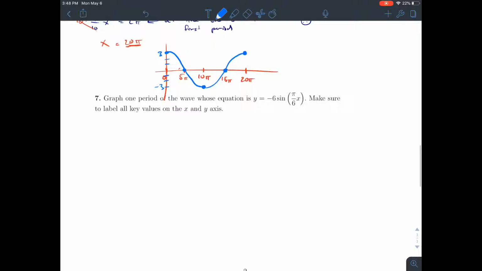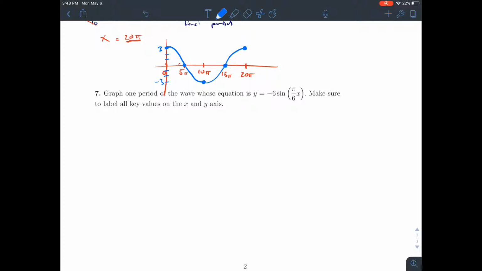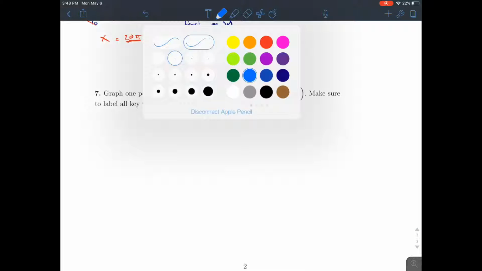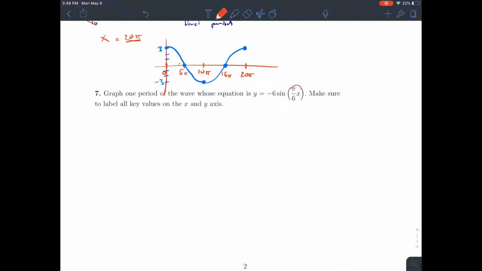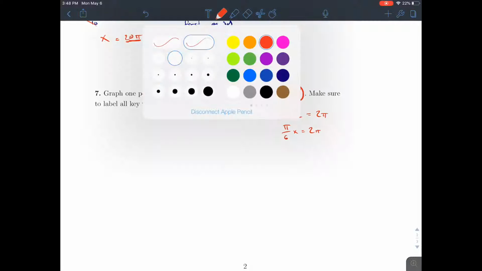Now it says graph one period of the wave whose equation is y equals -6 sine pi over 6x. Make sure to label all key values. So we'll approach this one the same way. To complete a full cycle, the inside of sine has to equal 2 pi. So basically we need to have pi over 6x equal to 2 pi.